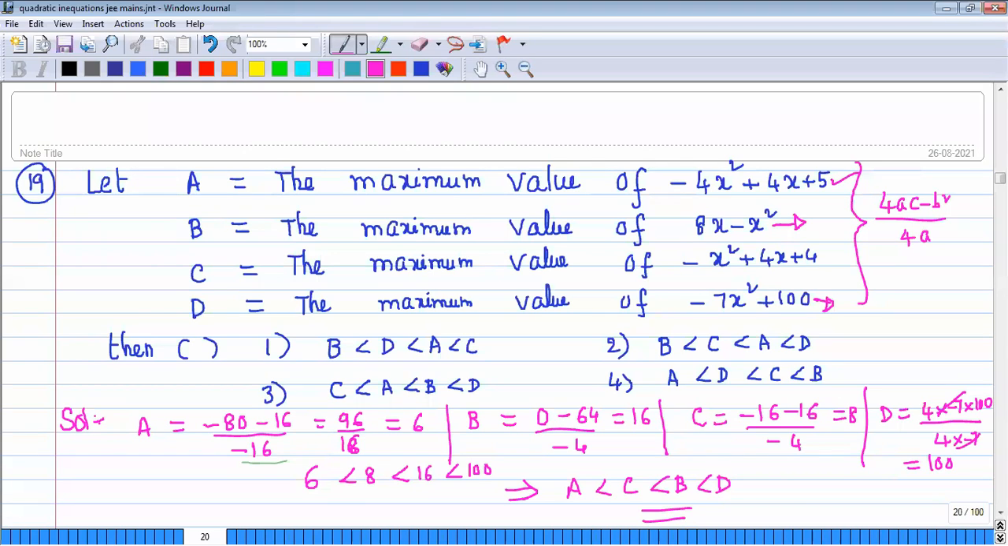Check, another option. We'll check the D value once again. D value is 4AC: 4 into minus 7 into 100 minus 0 B square upon 4 into minus 7. 4 into minus 7 cancels, so 100 only. There is no mistake in D.